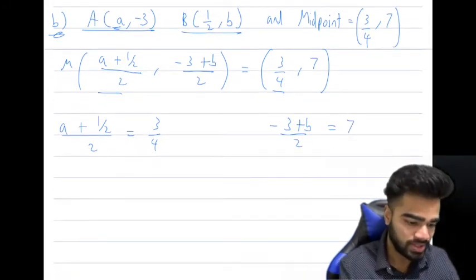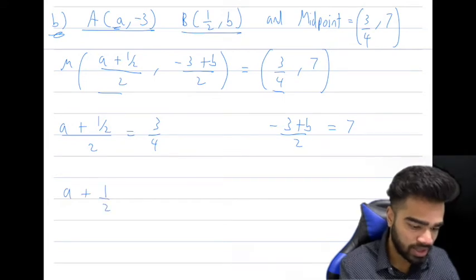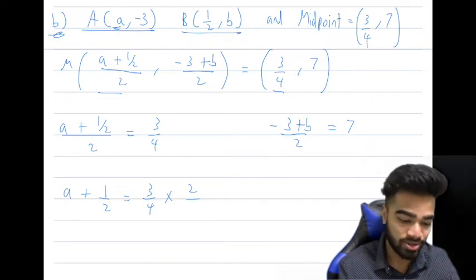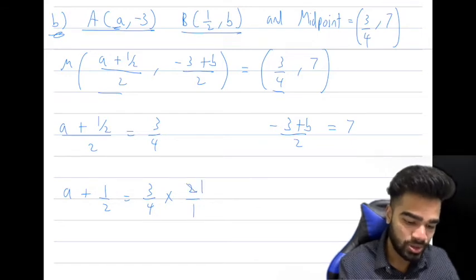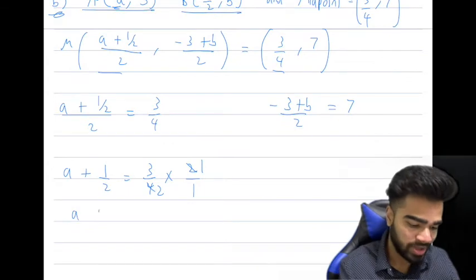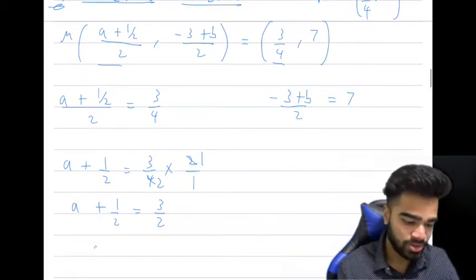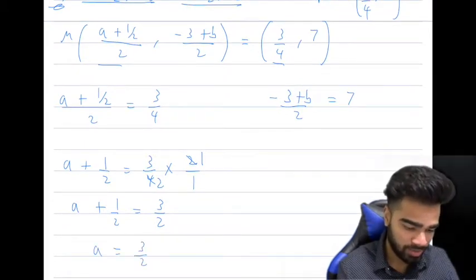Okay, let's solve these. So you can have a plus half, if multiplied by 2, is pretty much going to have 3 over 4 multiplied by 2. Okay, I'm a big believer in cross simplifying, so make sure you can cross simplify. So what I mean by that is 2 goes into 2 once, 2 goes into 4 twice. Okay, so what you are left with is a plus half is equal to 3 over 2. Okay, then all you need to do is subtract by half. So a is equal to 3 over 2 minus a half, which is 2 over 2, which is 1.